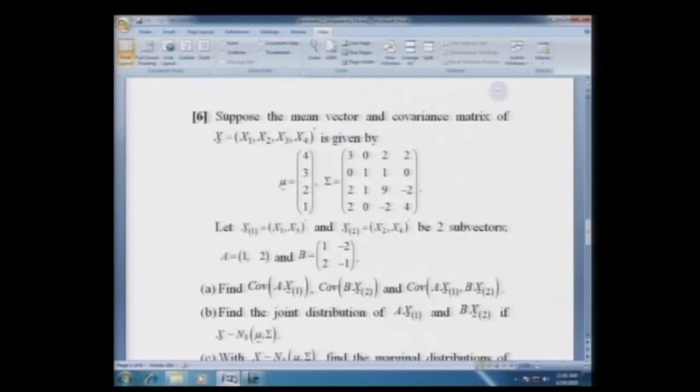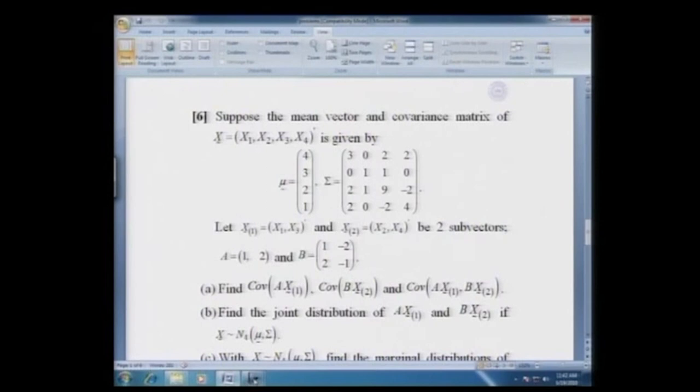Problem number 6 is this. So, we have in problem number 6 that x is having the following quantities. This is the mean vector corresponding to x. This is the variance covariance matrix of this 4-dimensional random vector. We make two subvectors, x1 as x1 x3, and the second subvector as x2 x4, and we consider a vector A which is 1 2, and this as another matrix. We are trying to find out the covariance of A x1, the covariance of B x2, and the covariance between A x1 and B x2. That is the first part of the problem.